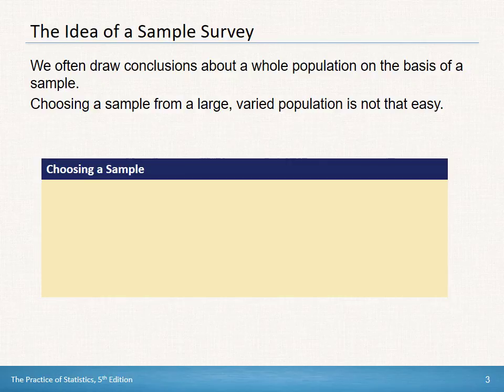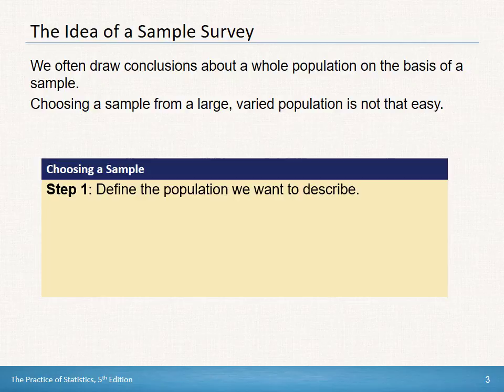Now we're going to look at how you would go about actually choosing a sample from a population. If your population is really varied and has a lot of different components to it, choosing a sample might not be that easy. So first of all, you need to define your population. You need to know what your population is.